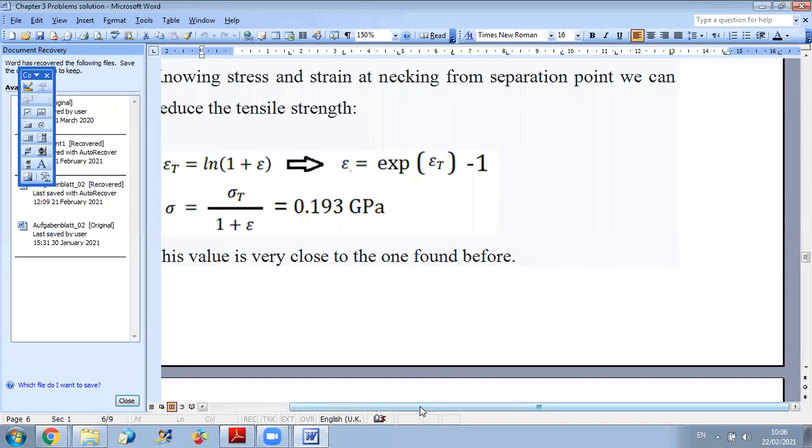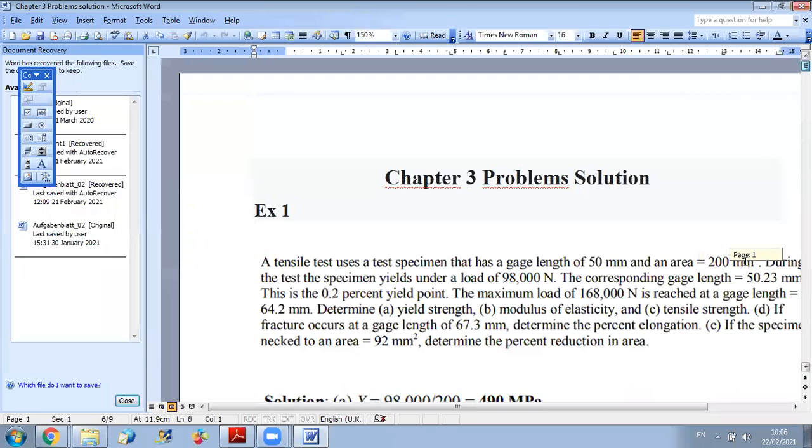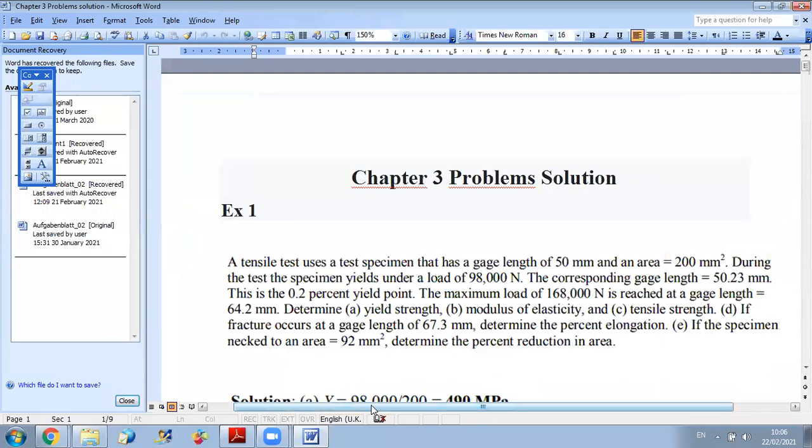We will continue solving problems on chapter 3 today. So first, in problem 1, a tensile test uses a test specimen that has a gauge length of 50 millimeters and an area of 200 millimeter square.